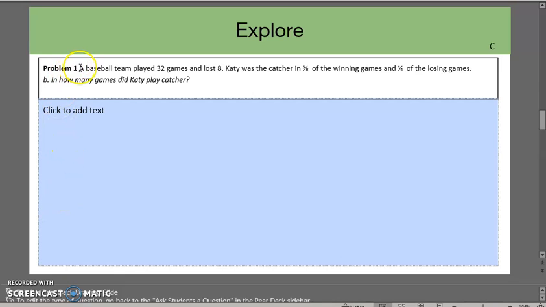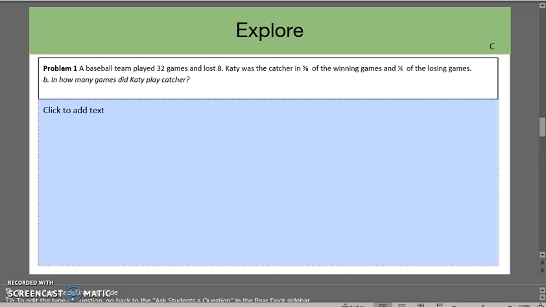Here, the next problem tells us it's the same problem before. A baseball team played 32 games and lost 8. Katie was the catcher in 5/8 of the winning games and 1/4 of the losing games. Next, we're going to look at in how many games did Katie play catcher. So pause the video, try to work through the problem, and we're going to resume and show you how to work through the problem if you're having trouble with it.